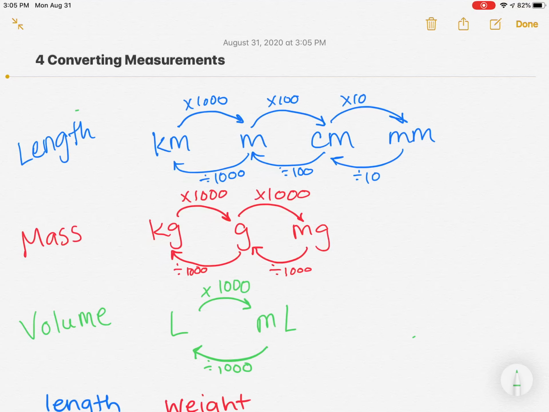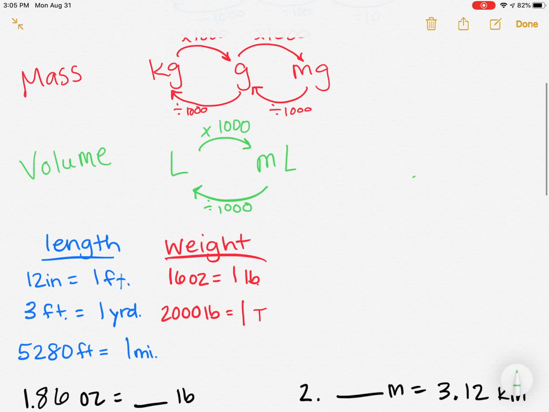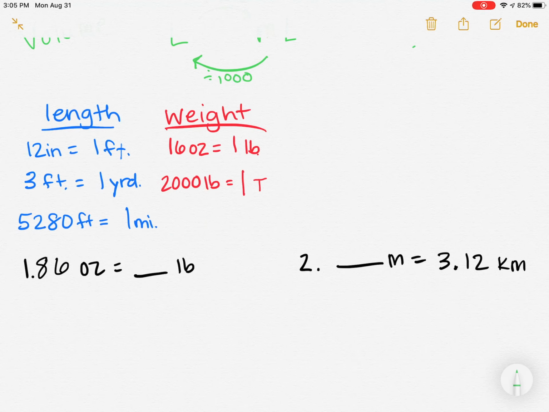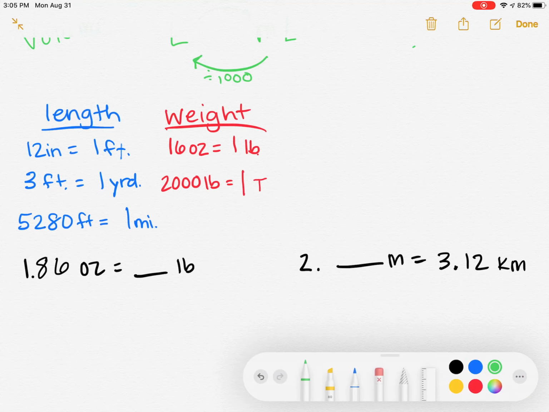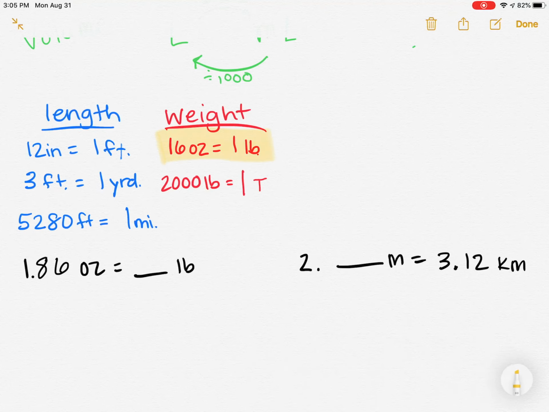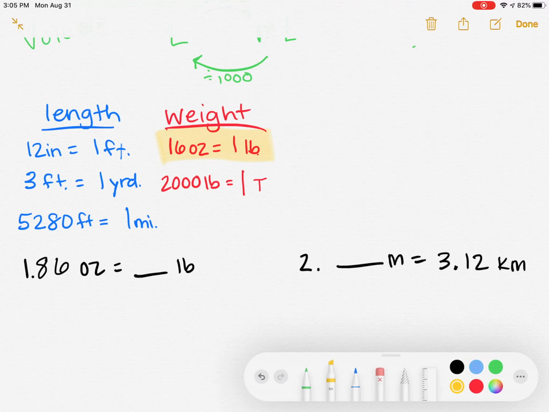In order to complete this worksheet, you will need to use the conversions above to help you answer the questions. Here are a few example problems to help you along the way. Number 1, 86 ounces is equal to how many pounds? Let's look in our conversions to find ounces to pounds. 16 ounces is in 1 pound.